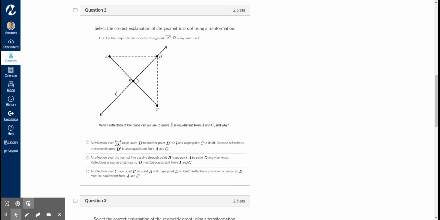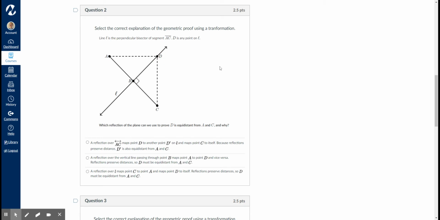Right, so on this one, we've got line L. This one is a perpendicular bisector of segment AC, and D is any point on line L. So they put it here, but it could be like here or there or up there or like way out here if they wanted to. They put it here because it was convenient.